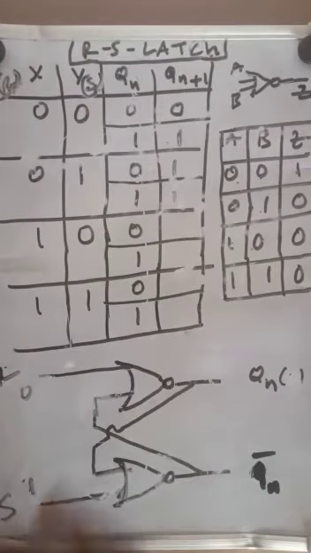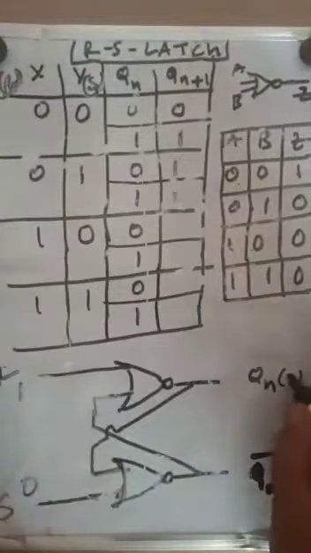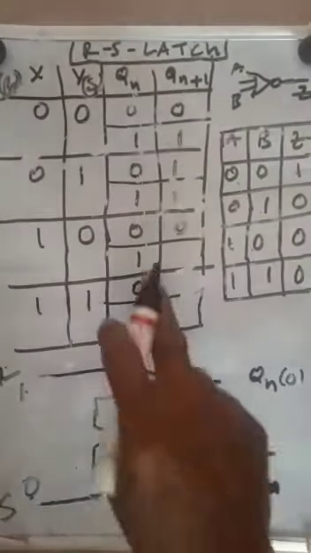Next, same, if the inputs are 1, 0, that means this is 1 and this is 0. Then what will happen? If the present state output is equal to 0, then what will happen? The 0 is coming to this, 0, 0 becomes 1, 1. So 1 here, 1, 1 becomes 0. That means the next state is also not changed. Reset.